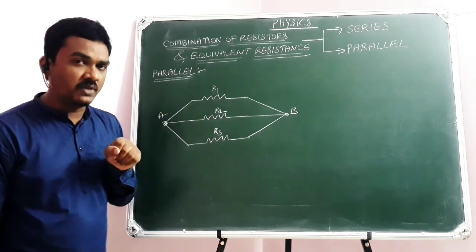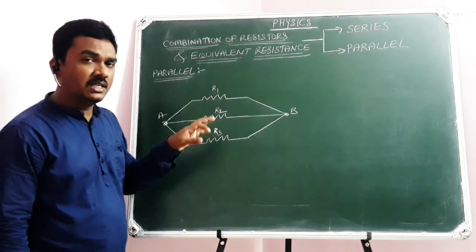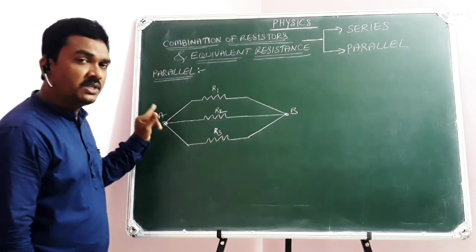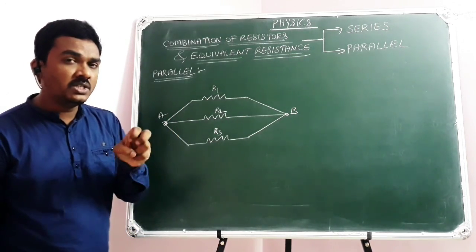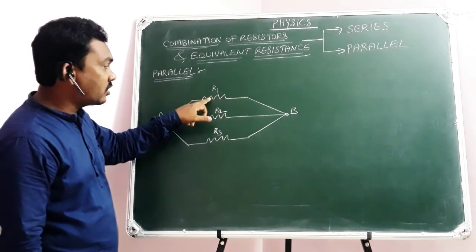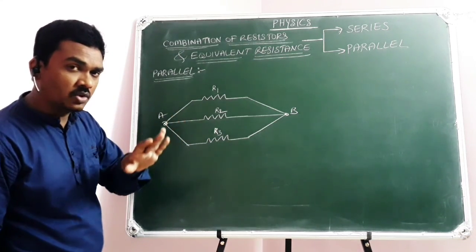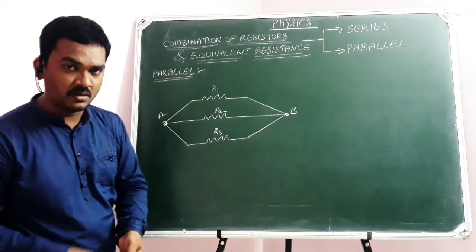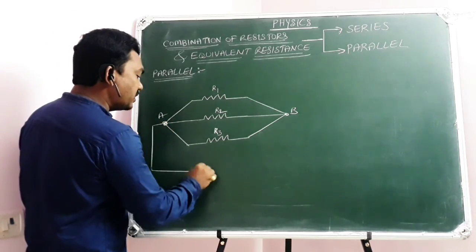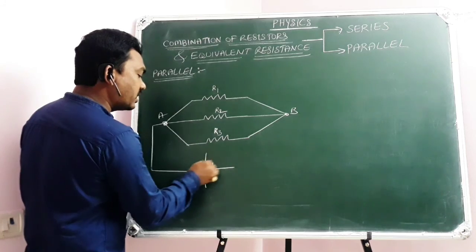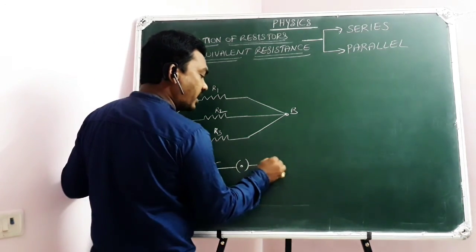So, I am going to conclude the first point. Two or more resistors are connected in the electric circuit between two common points so that a common potential difference exists across every resistor. Then those resistors are said to be in parallel combination. Now this parallel combination of resistors is given to a cell whose voltage is V through a plug key and ammeter.